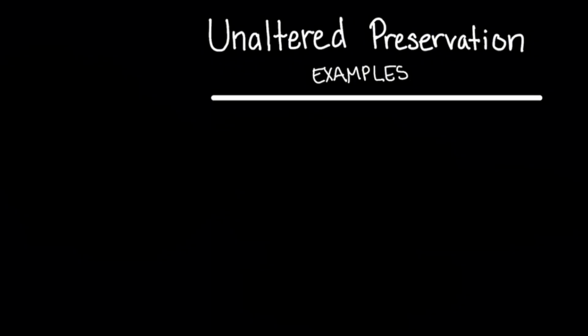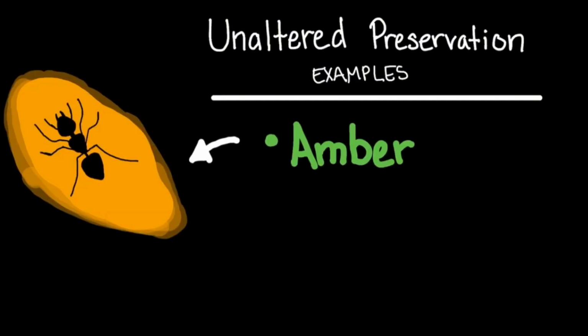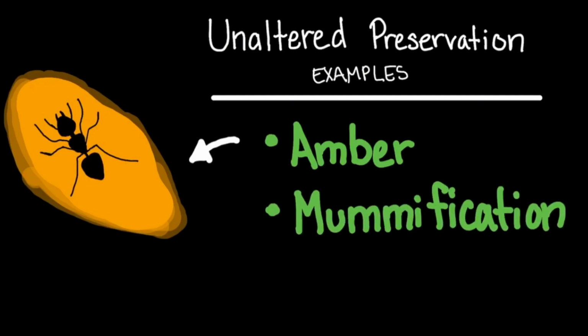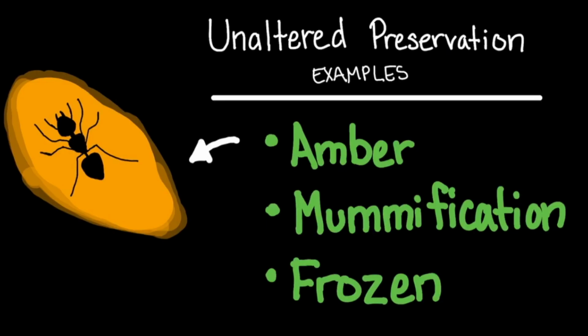Lastly, unaltered preservation involves remains that are mostly unchanged through time. Amber fossils involve tree sap that has covered small organisms such as insects. Mummification can occur in areas such as swamps. Also, there are known fossil specimens that have been frozen from the Ice Age, including a small mammoth.